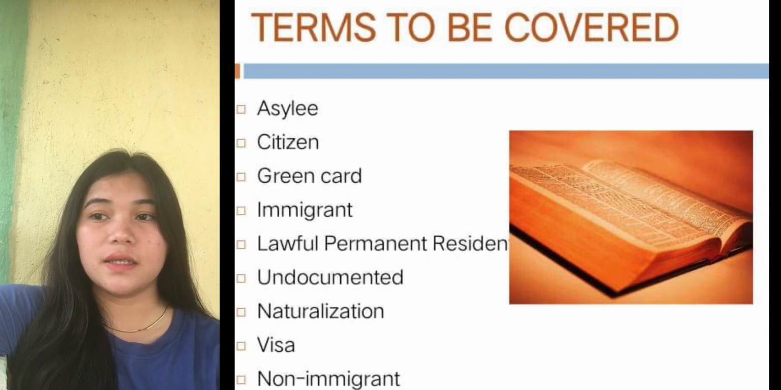These are the key terms: asylee, citizen, green card, immigrant, lawful permanent resident, undocumented, visas, non-immigrant, and refugee.